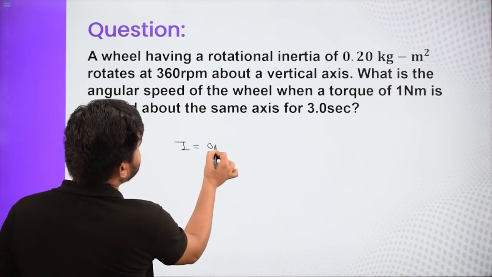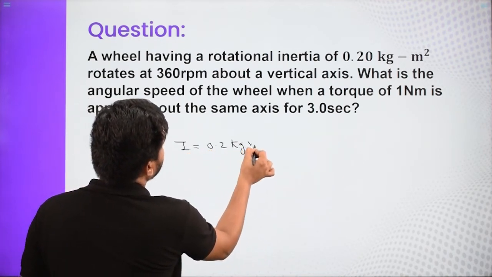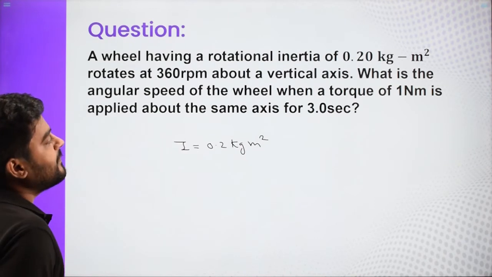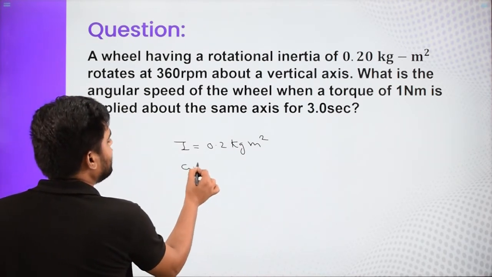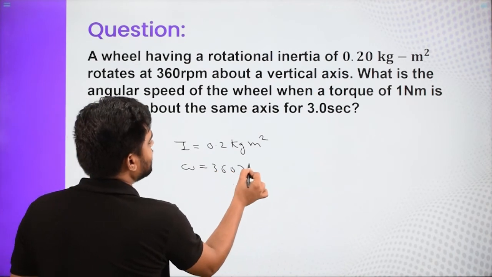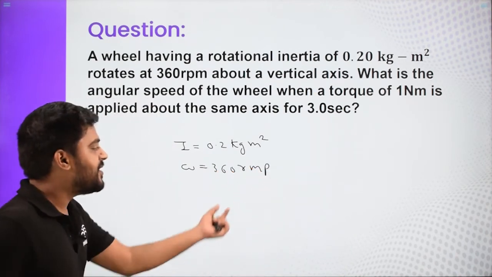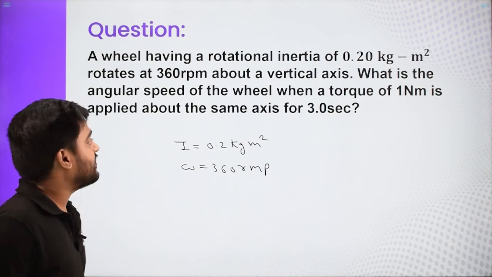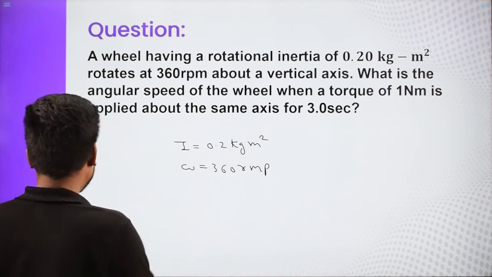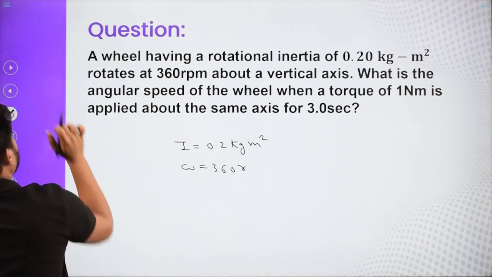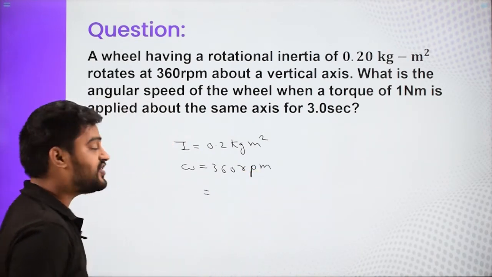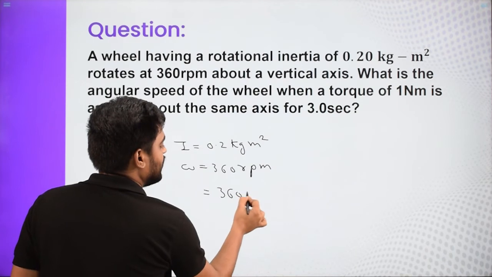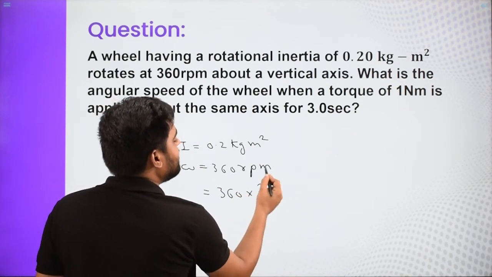we know that moment of inertia about the axis is nothing but 0.2 kg meter square. Then omega is known. Omega is what? 360 rpm. So what is rpm? RPM is revolution per minute. Now one revolution is basically 2 pi radian, and per minute.